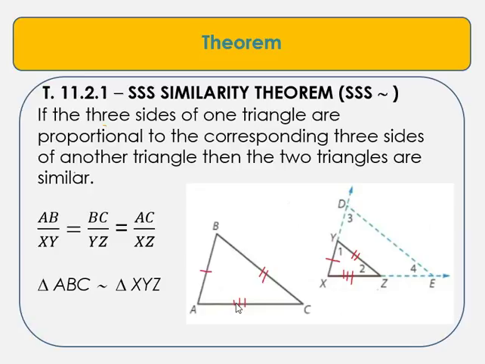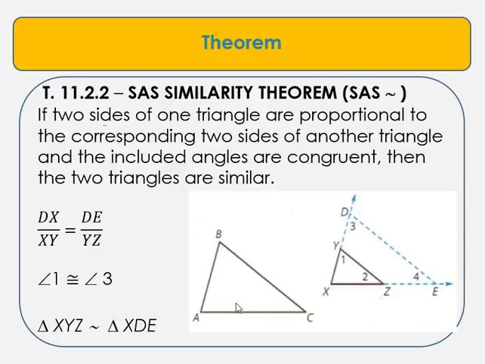So, even though we don't know the angle measures, we can prove these triangles are similar according to the similarity ratio in the triangles, and we can state that they are similar. So triangle ABC is similar to triangle XYZ.